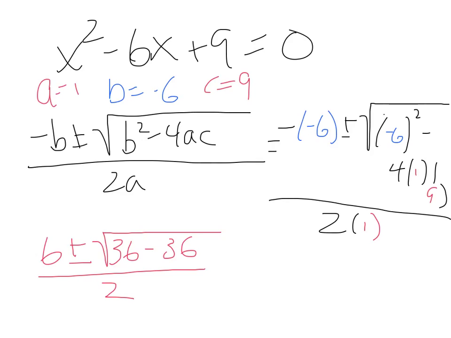Okay? What's 36 minus 36? 0. So we would have 6 plus or minus the square root of 0 over 2. What's the square root of 0? 0. So we can kind of ignore it. And so then we would have 6 over 2. What's 6 divided by 2? 3. That's our answer. It's 3. Okay? So, that's it. We're done. Okay? Let's try another one.